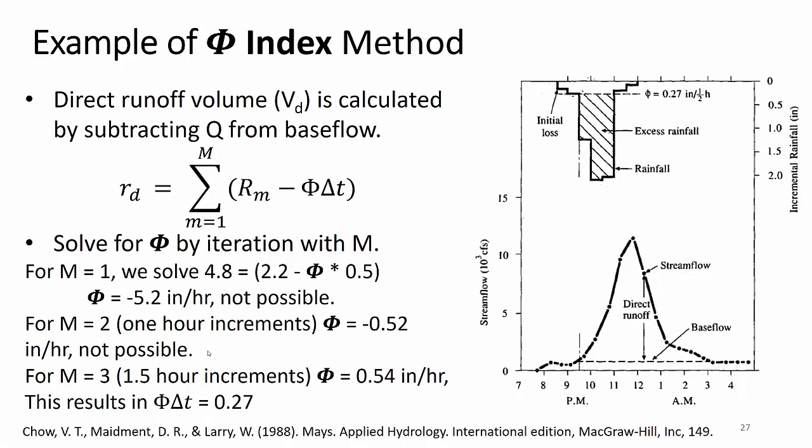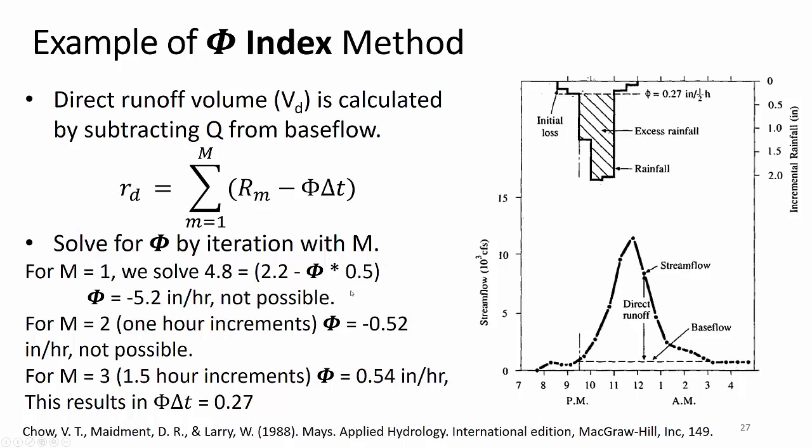So direct runoff volume, that's V sub D, is calculated by subtracting base flow from Q. We solve for phi by iteration with M, because now we're building a phi constant for this watershed. So for M equals 1, we say 4.8 equals 2.2 minus phi times 5. Phi equals minus 5.2. It's negative, so it's not possible. If we say M equals 2, that's a 1 hour increment, since 1 is a half-hour increment. We get negative 0.5. But for M equals 3, we have 1.5 hour increments, and phi equals 0.54 inches per hour. So that means phi delta T equals 0.27.